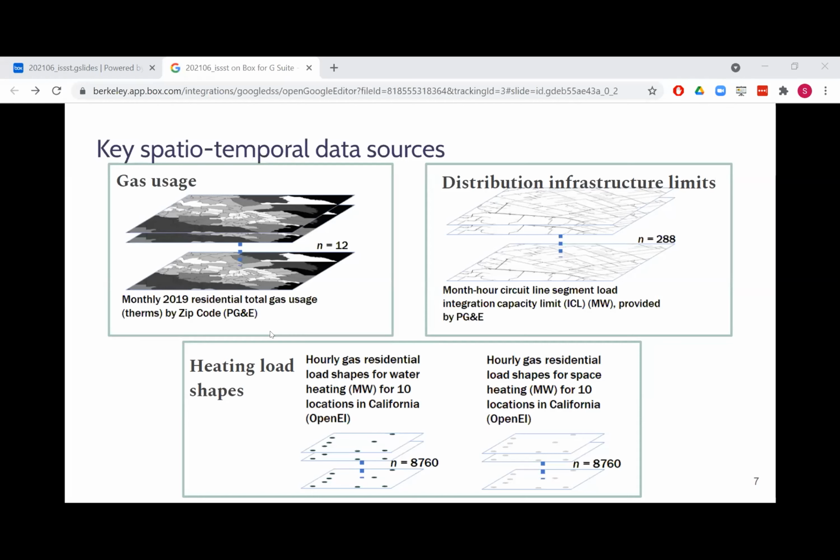And then to allocate heating demand throughout the year, I'm using hourly load shapes provided by the US Department of Energy through the OpenEI program. These are simulated based on residential energy use surveys. Geospatial analysis methods were used to reconcile these different spatial units and temporal resolutions, but for now I'll just introduce these data sources and jump into some results because of time limitations. The key takeaway is that all of these data sources are spatially and temporally explicit to various degrees, which gives us more specificity in understanding how gas demand maps to different distribution infrastructure limits.